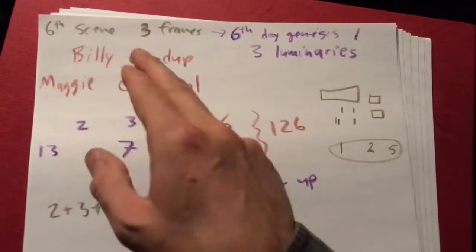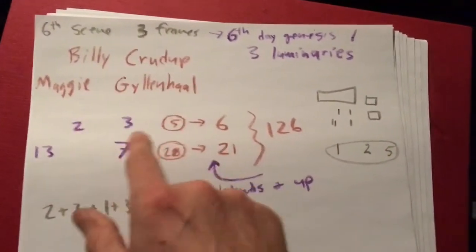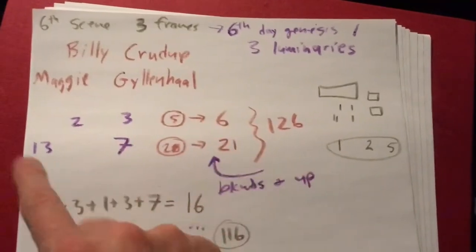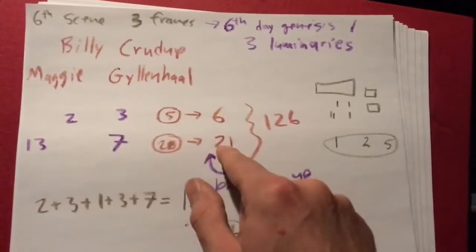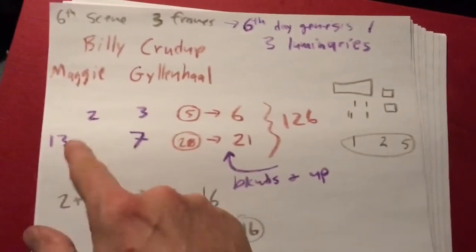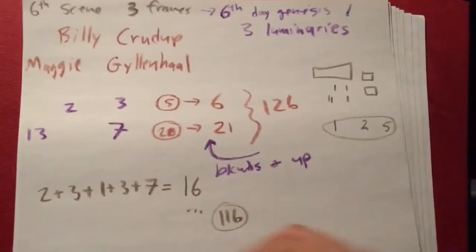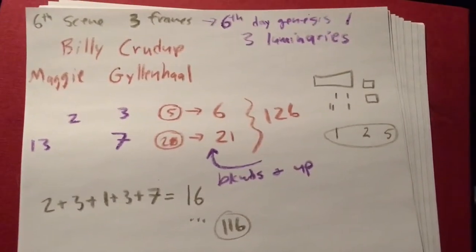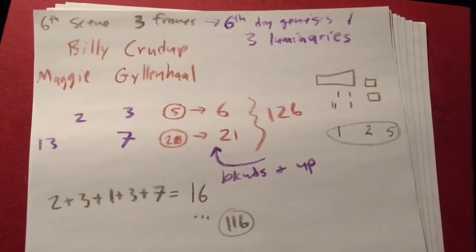Now, Billy Crudup, Maggie Gyllenhaal: 2, 3 is just the 5, circle it, it's a 6, 13, 17 is the 20, circle it, it's the 21, read it backwards and up, is 126. Now, 2 plus 3 plus 1 plus 3 plus 7 is equal to 16, circle it, it's 116, guy. Okay, it's all the same shit over and over again.